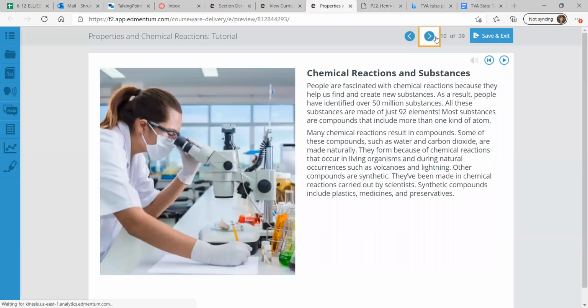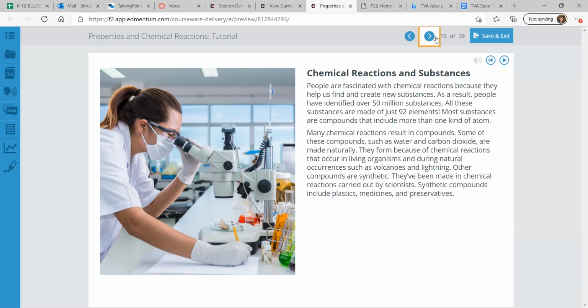And let's move on to chemical reactions and substances. People are fascinated with chemical reactions because they help us find and create new substances. So it can be very exciting for people. As a result, people have identified over 50 million substances, and all these substances are made of just 92 elements. And these elements can combine in various ways to create all those other substances.